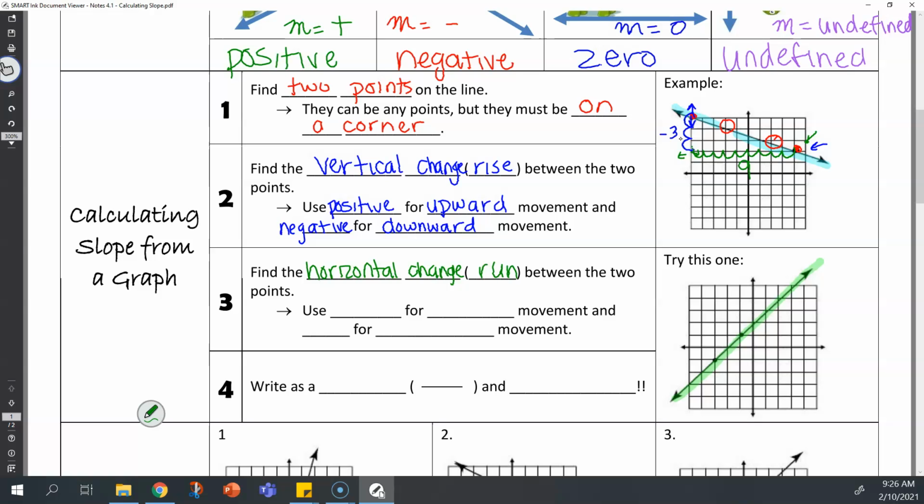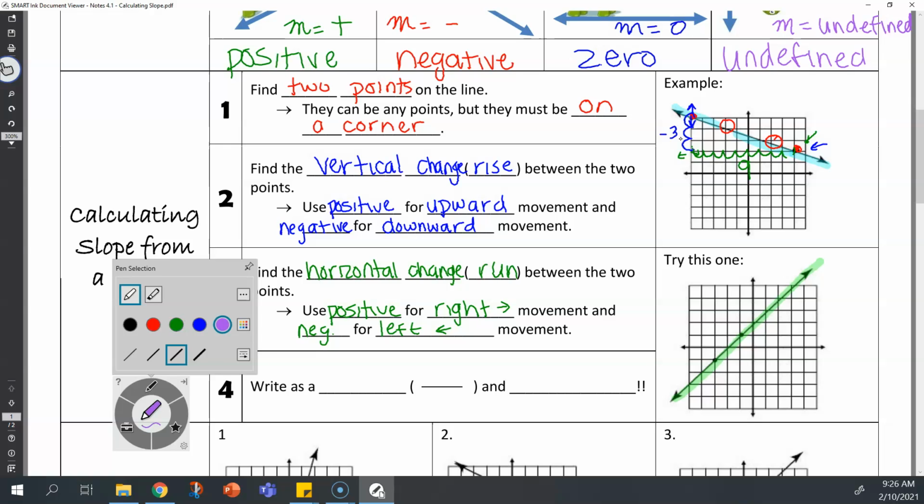Just like before, I'm going to use positives and negatives to show direction. So I'm going to use positive numbers for right movements, movements that go towards the right, that's this way. And I'm going to use negative numbers for leftward movements, which are going to go that way. So in my example, because I went to the right, that 9 is going to be positive.